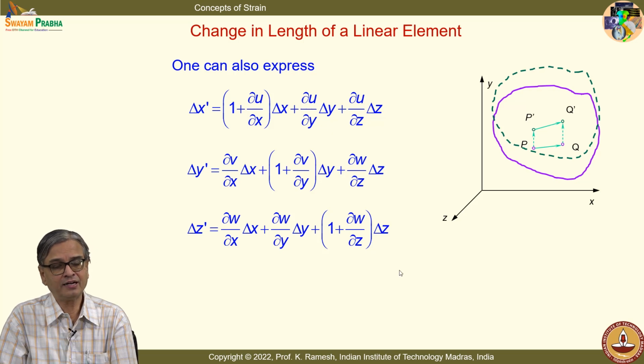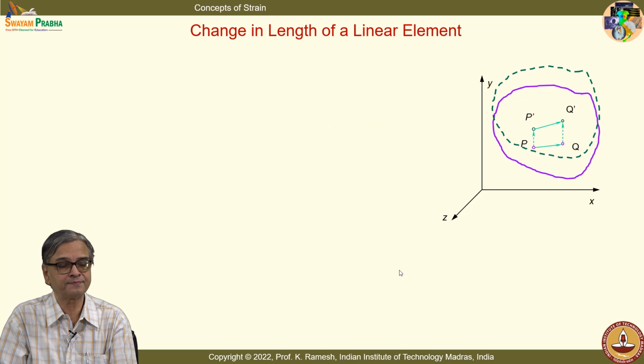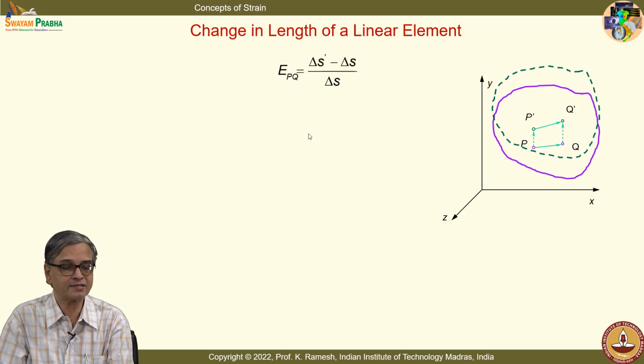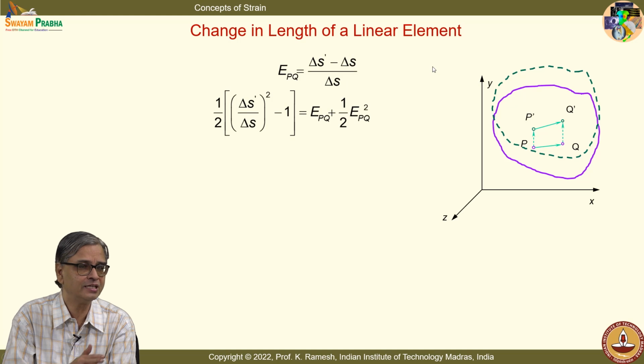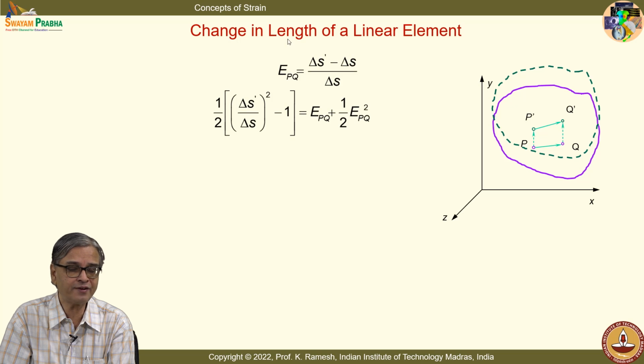See, our interest is only to find out a quantity like this. When you are talking about P prime Q prime, we are only looking at what the strain is in the direction PQ. I have to find out what is delta S prime minus delta S divided by delta S. That is the definition of strain, no? Change in length divided by the original length. But instead of computing it from this, it is done by using the squares, delta S prime square divided by delta S whole square minus 1.